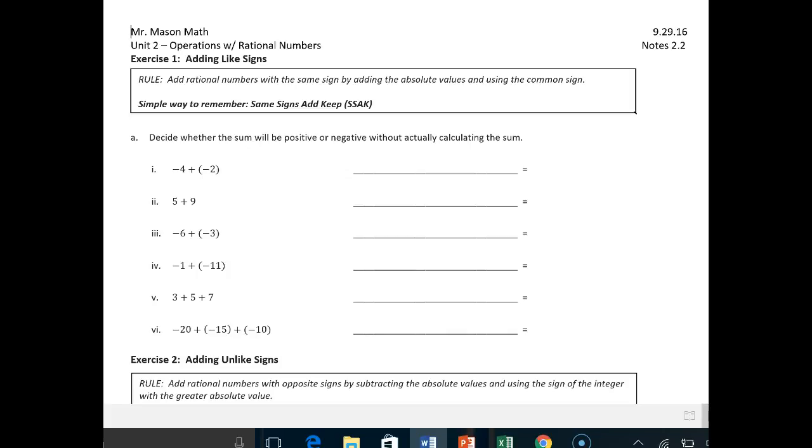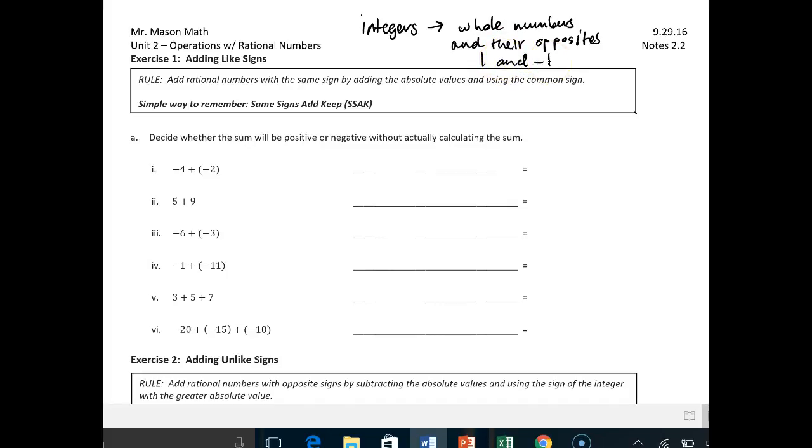So today we're going to start working on operations with rational numbers, specifically integers. Remember, integers are whole numbers and their opposites. So for instance, something like 1 and -1. 1 and -1 are both integers, right?